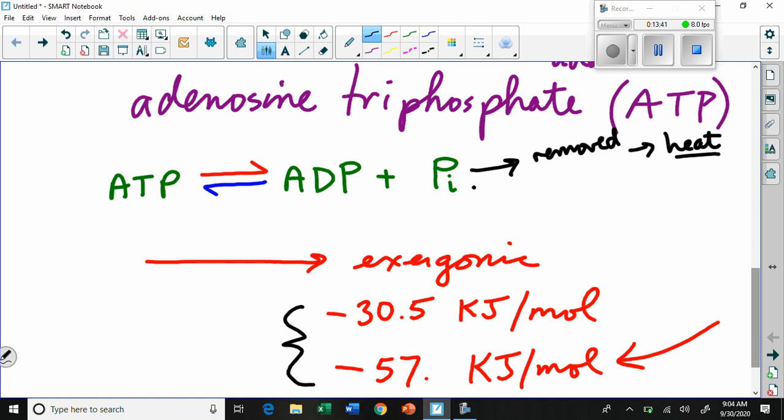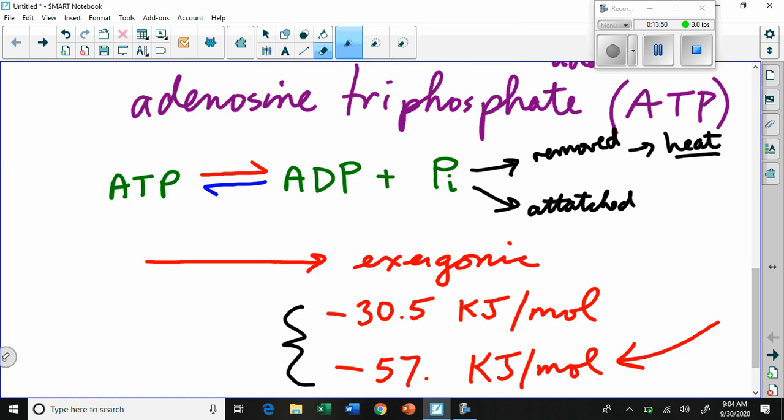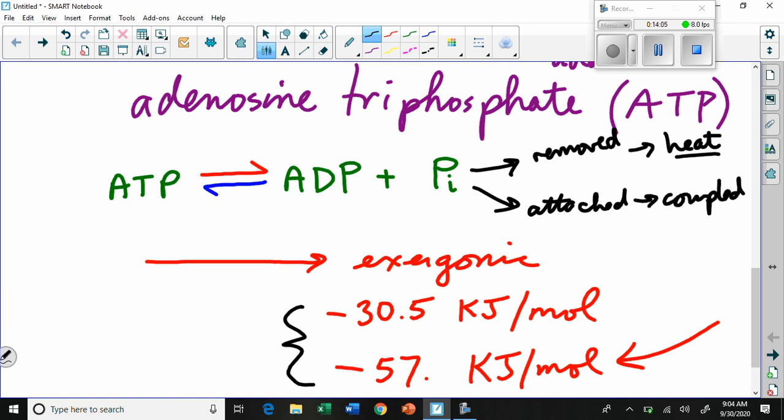Or the P can be attached to something else. Oops, let's spell properly today. Not that it really matters, but it matters. Attached to another molecule. In other words, we say it's coupled, and that can cause other things to happen, coupled to a reaction. So your body can utilize both of those.